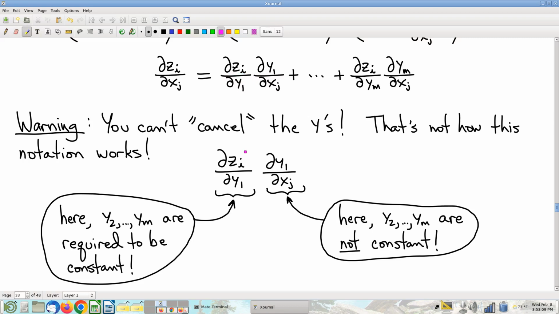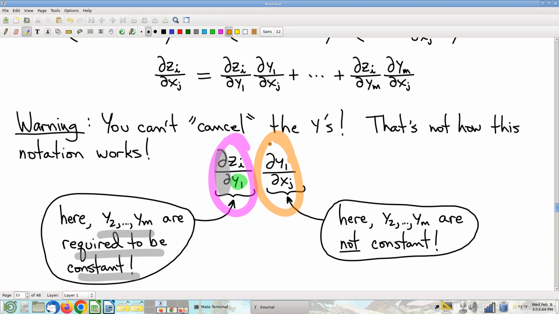Let's talk about what's the story here when I compute partial zi, partial y1. What does that mean? What's going on? Well, for one thing, we're taking a partial with respect to y1. Partials means that all my other input variables are constant. That means that all these y variables are constant in that story. When we're looking at that purple partial on the left, all of the other y variables have to be constant in that story.